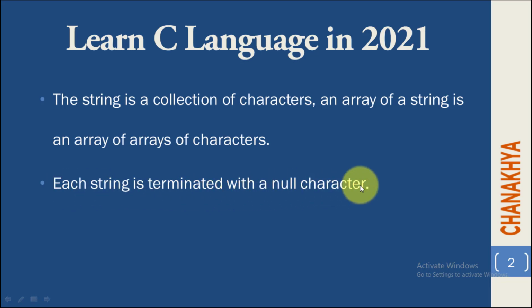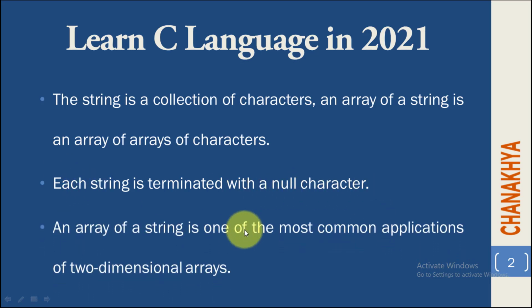The number of words exist there, and each word is separated by a space, and in programming that space is recognized as a null character. Here, after the word each there is a space and then the start of another string. So this string is terminated using the null character. An array of strings is one of the most common applications of a two-dimensional array.